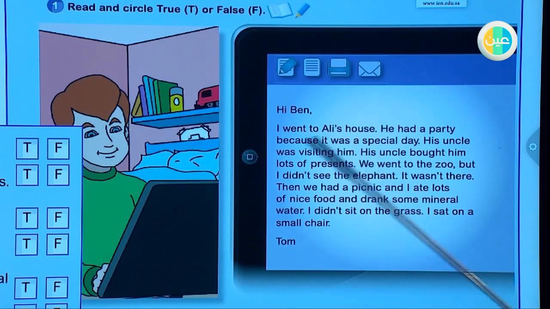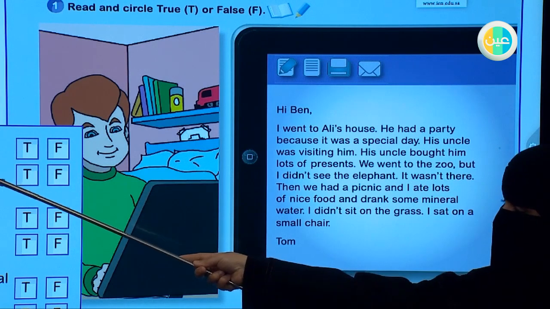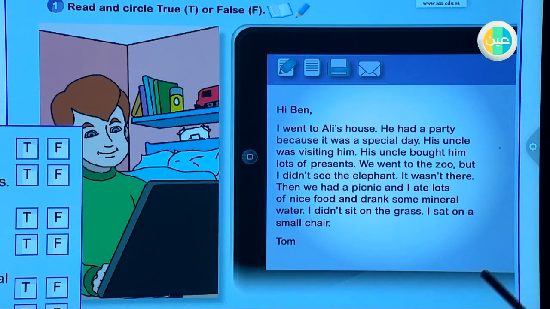I went to Ali's house. Who went? Tom. To whom? To Ali's house. To where? To Ali's house. He had a party. He is the subject, had is the verb, and party is the object. So he had a party. Had is a verb, irregular, in the past.